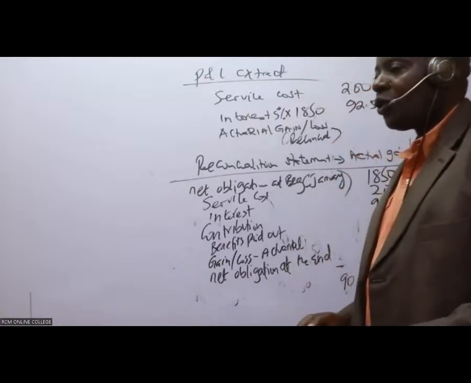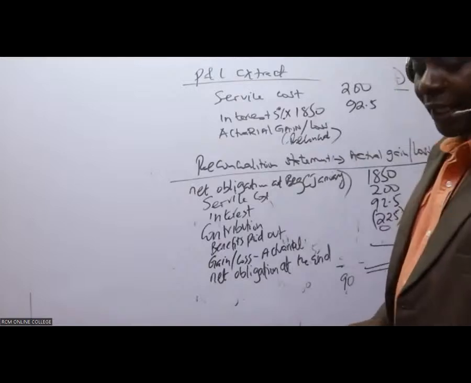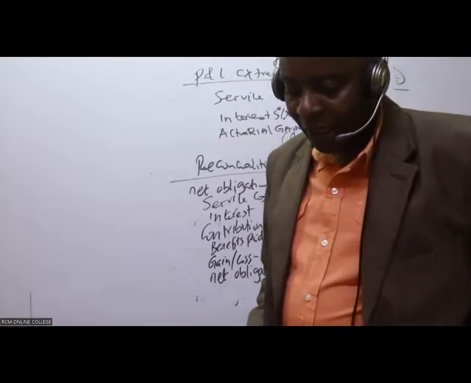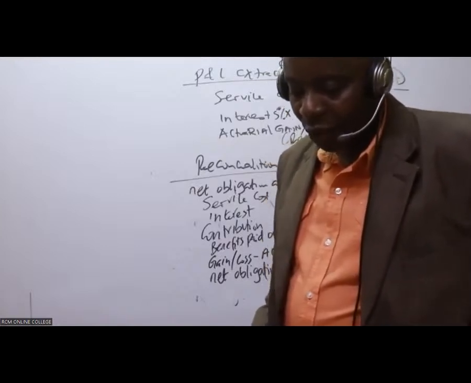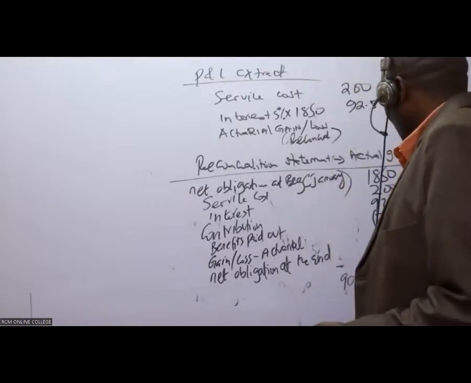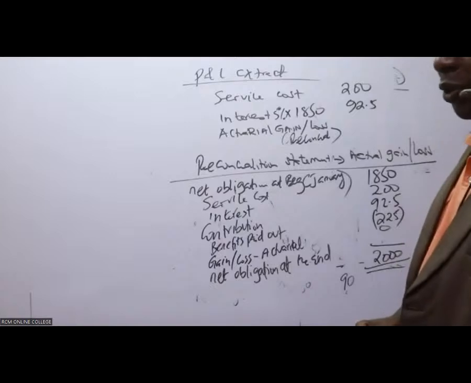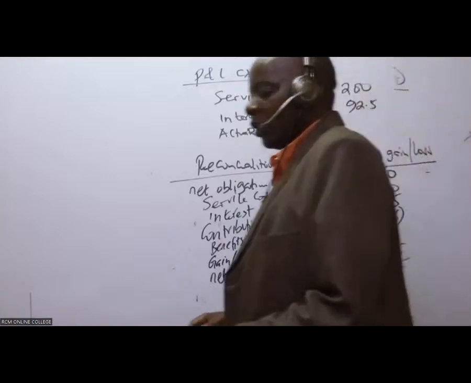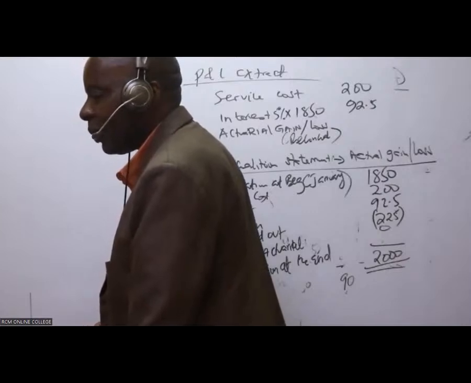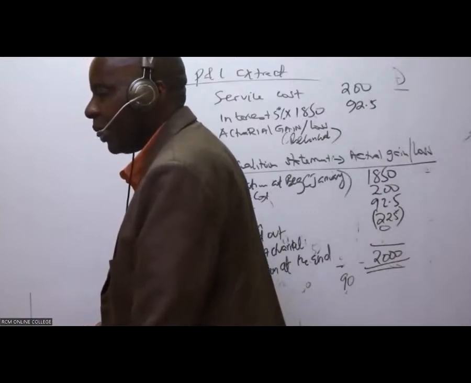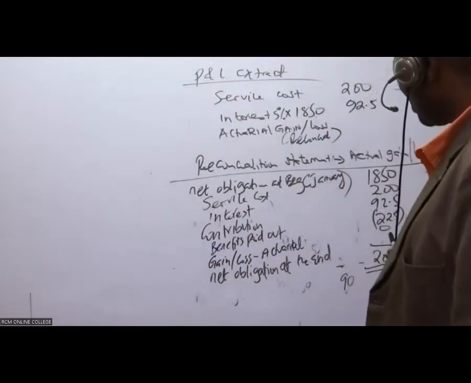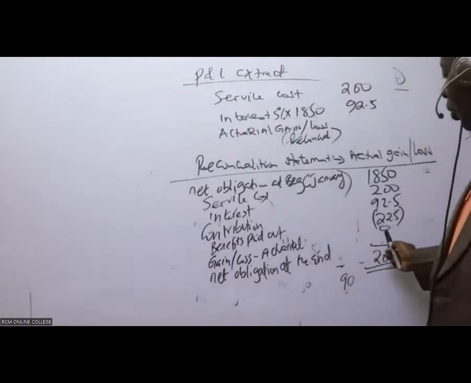Are you able to see the net obligation at the end? These guys are not talking to me. I'm seeing 2,000. So then, are you able to balance these things, ladies and gentlemen? They give me the balancing figure, which will be your actuarial.